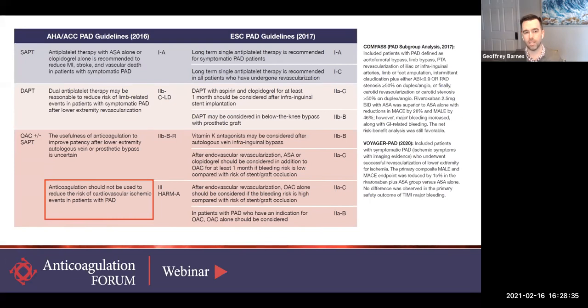I'll also comment that we have to remember these guidelines were written in 2016 and 2017. And this was really before the COMPASS study and the VOYAGER PAD studies were published. And so this does not take into account the data from either of those two important trials. Now, the ESC PAD guideline does say that long-term single antiplatelet therapy is recommended for these symptomatic PAD patients, and that's clearly the case that Eva has presented for us. But of course, the question is, is there anything more we can do? What else have we learned since these guidelines have come forward?